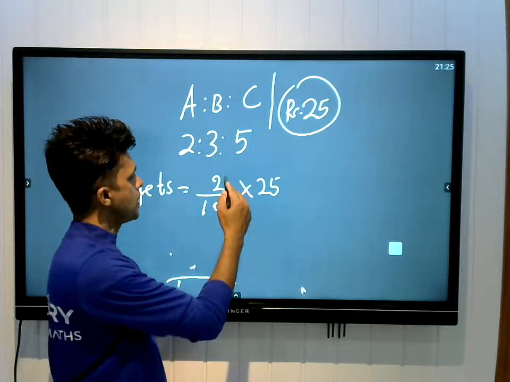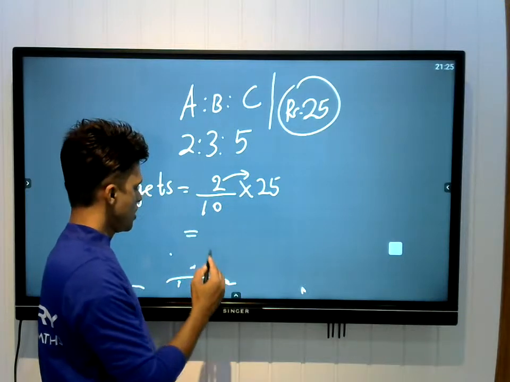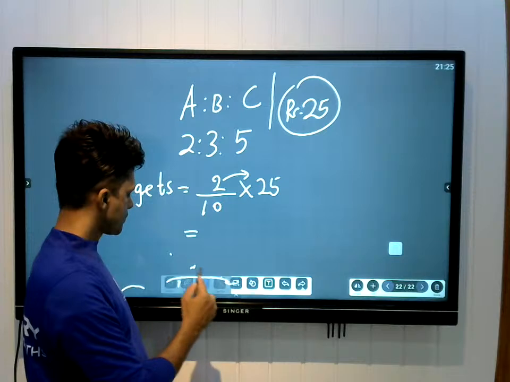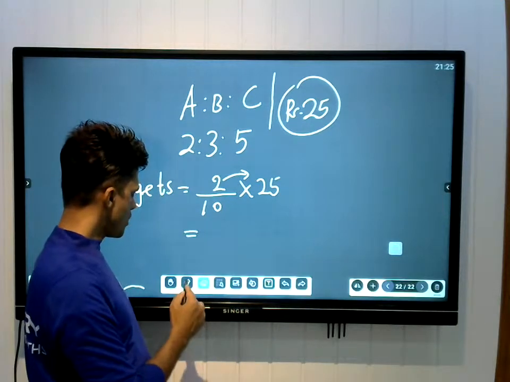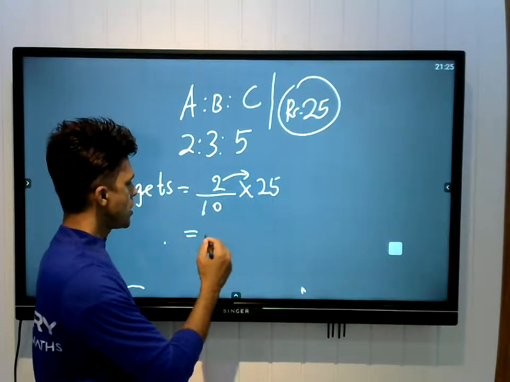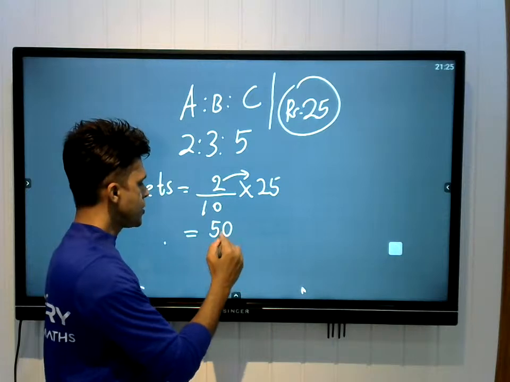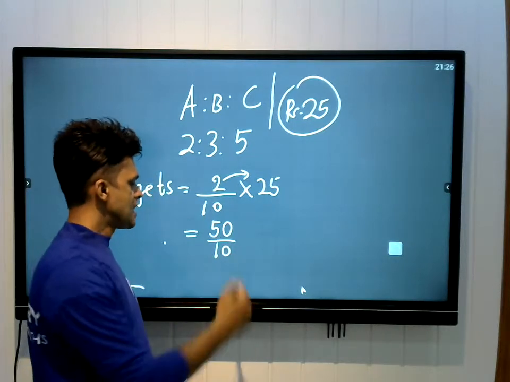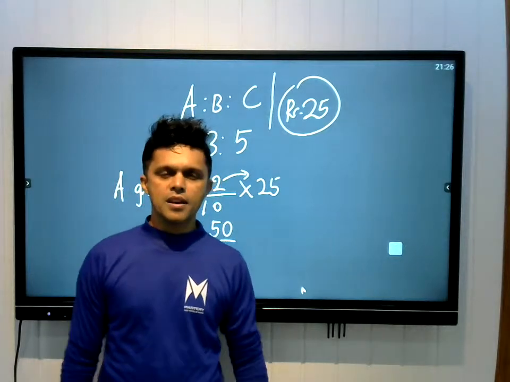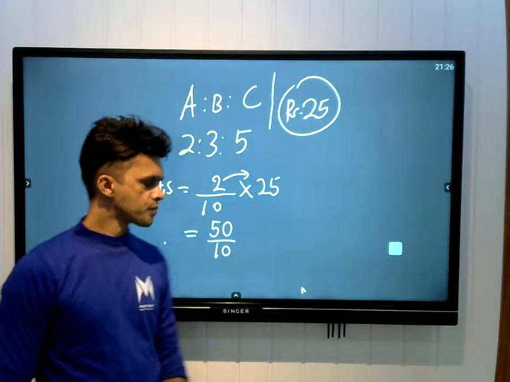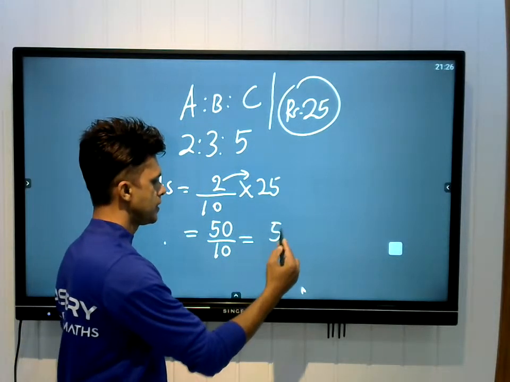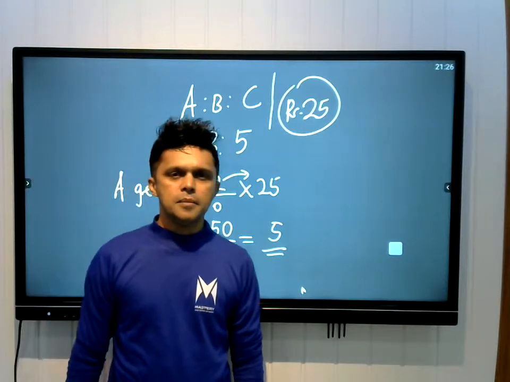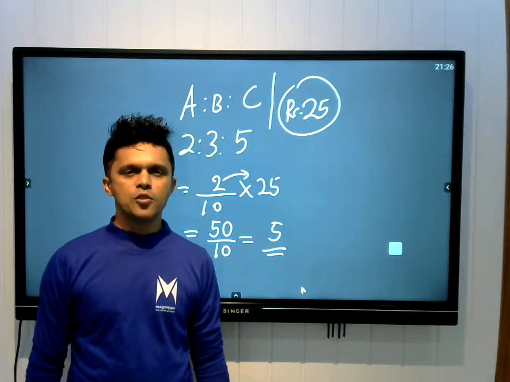You have to multiply this 2 and 25. 2 into 25 is 50. 50 upon 10 means, what is the answer? In 50, how many 10 times? 5. So the amount taken by A is 5 rupees.